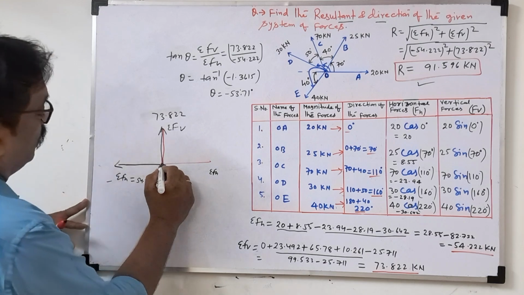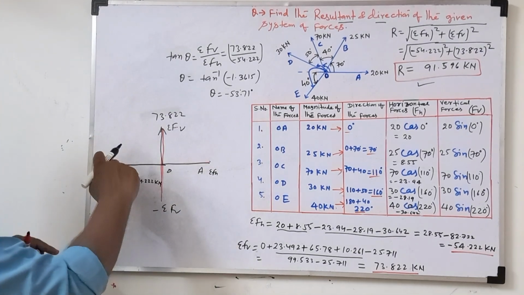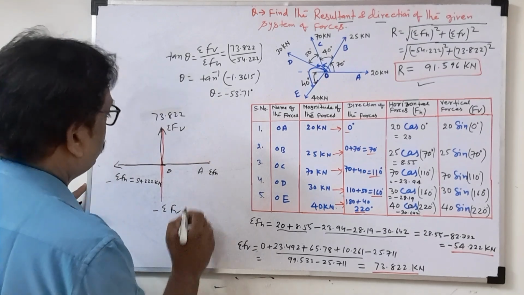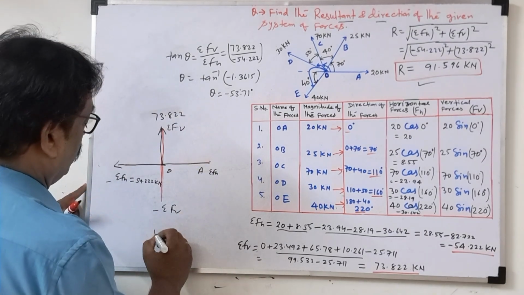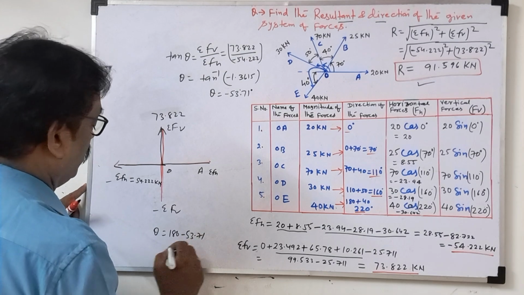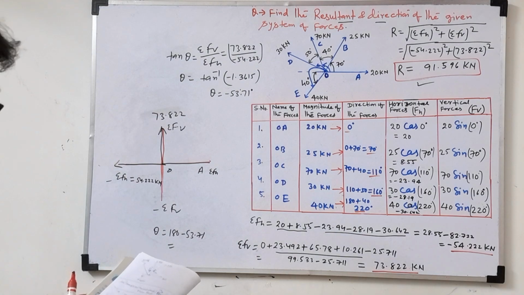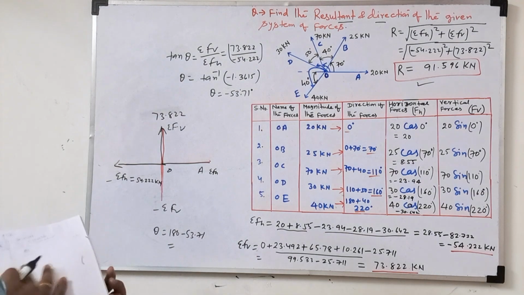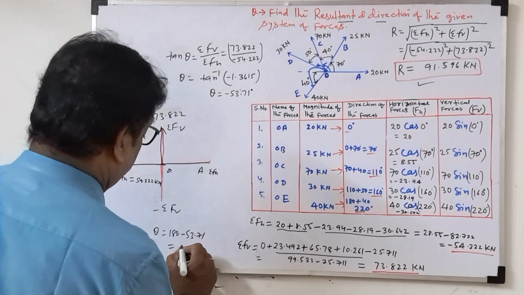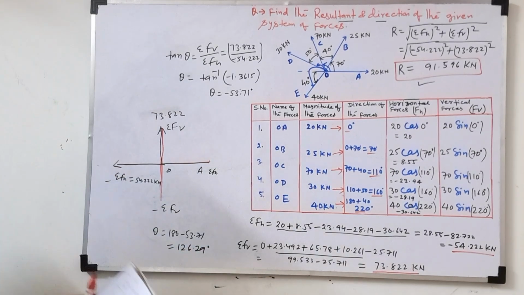So always we take the angle from OA. If you represent OA, now it will be 180 minus, if we substitute here, theta is equal to 180 minus 53.71. This value approximately, how much I calculated? 126.29 degree. Now look here how to represent.